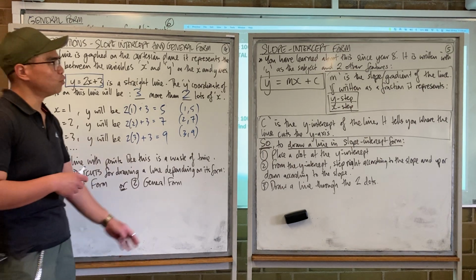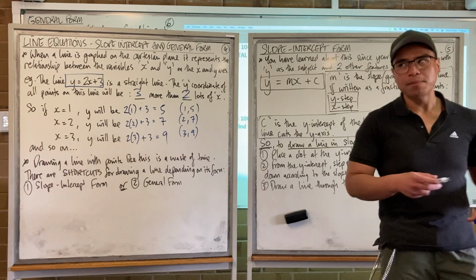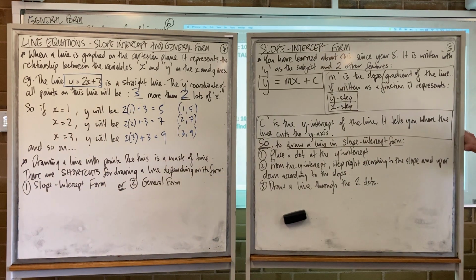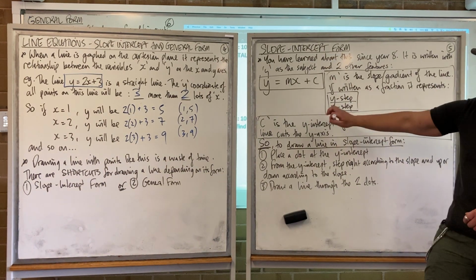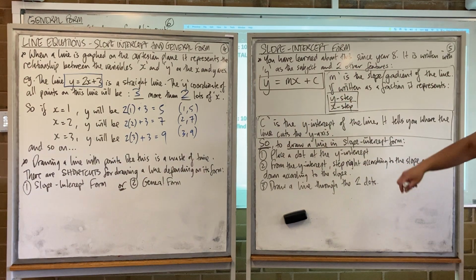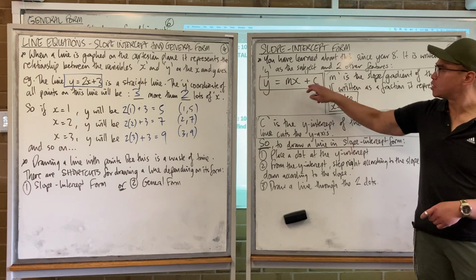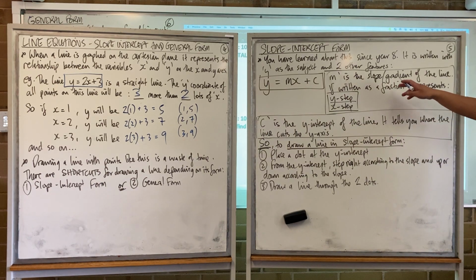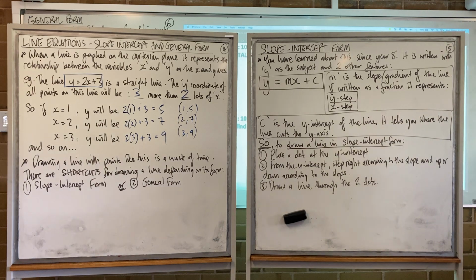So let's remind you of what slope-intercept form is. You've learned about this since year 8. It is written with y as the subject. Do you agree that y is by itself in this equation? And then it has 2 other features, mx + c. What is m? m is the slope or gradient of the line. I'm pretty sure your teachers would have said rise over run. Have you heard that before?